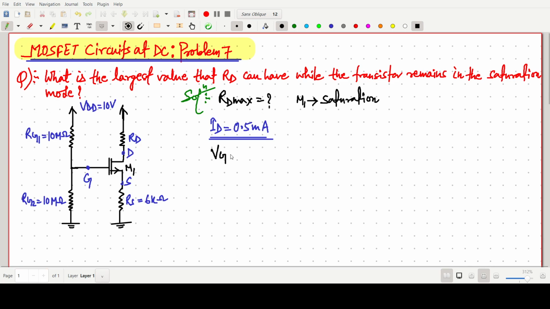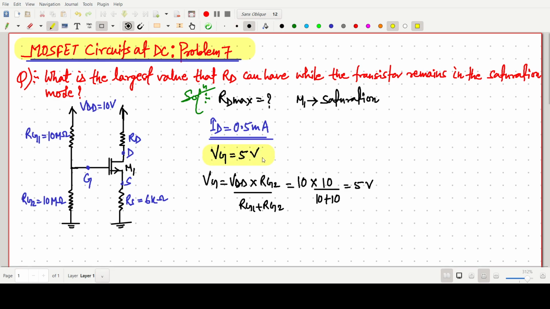The gate value Vg we have already calculated, 5 volts. Which is simply the Vg value, this one is Eg, so directly I am writing VDD Rg2 by Rg1 plus Rg2. If we solve this one, it is 10 into 10 by 10 plus 10, 10 plus 10 is 20. So it will come 5 volt. That we have already derived.